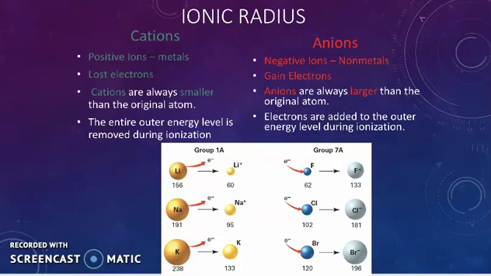The next trend we have to talk about is ionic radius. So our cations, they're positive. Remember, cats have paws. Positive ions are usually your metals. They have lost an electron. Cations are always smaller than the original atom because when they lose an electron or a couple electrons, the entire outer energy level is removed during that ionization process.